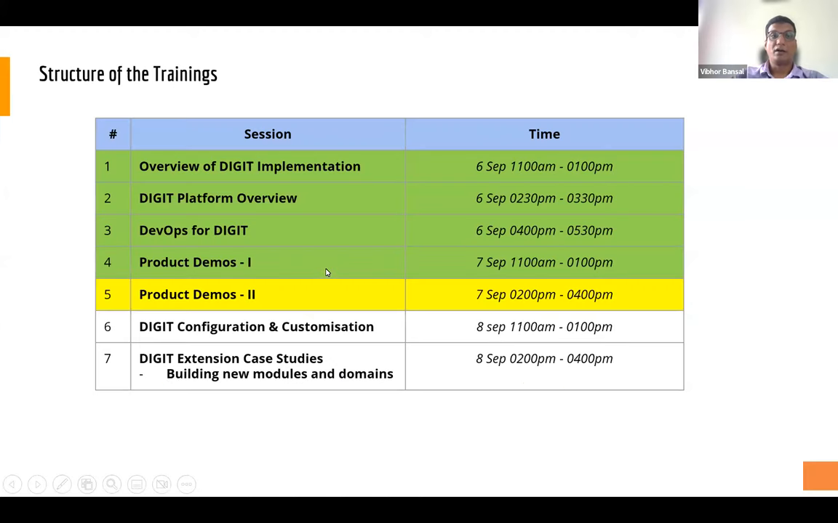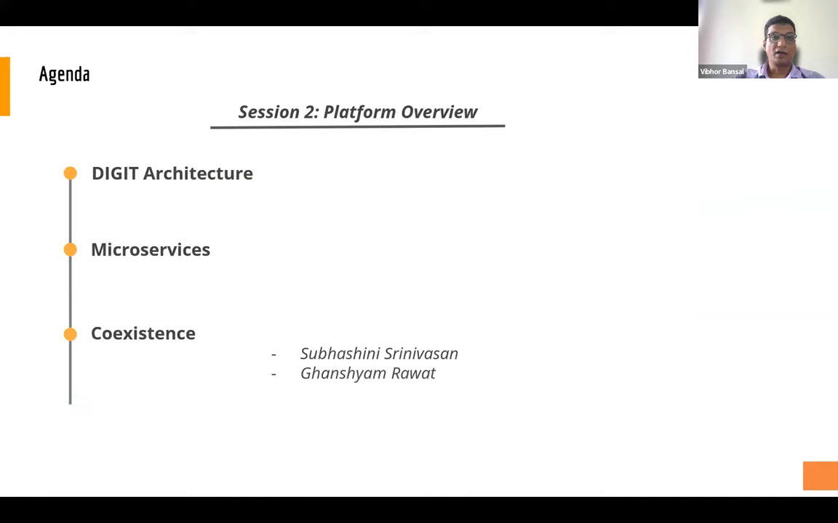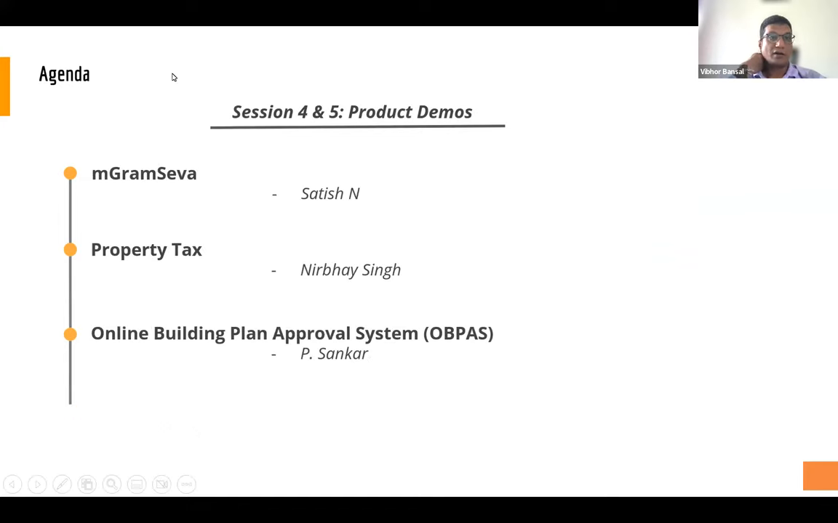So far we have done two product demos in the first half of the day. We started yesterday with overview, governance, architecture, microservices, and DevOps for Digit. Today we covered in the morning the mGram Seva module and property tax module. In this session, we will talk about the online business plan approval systems.